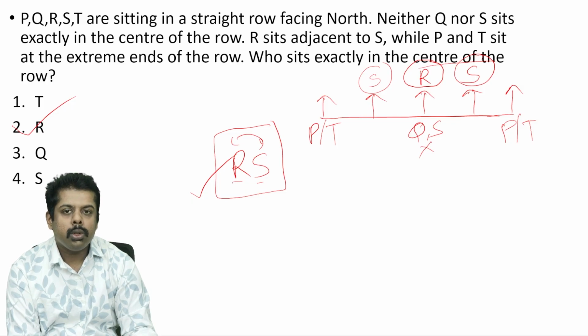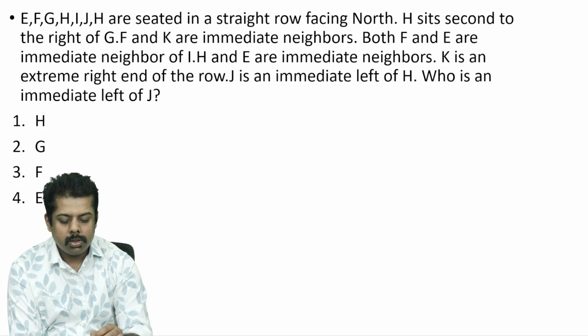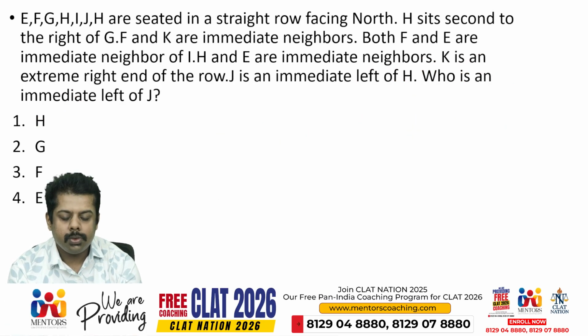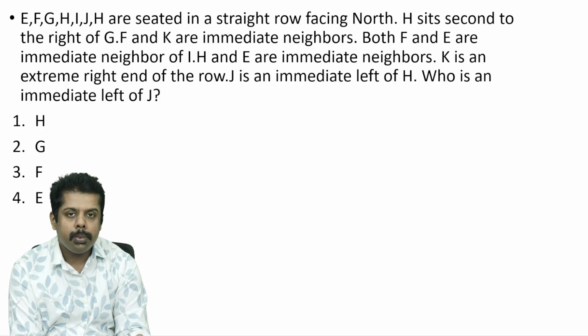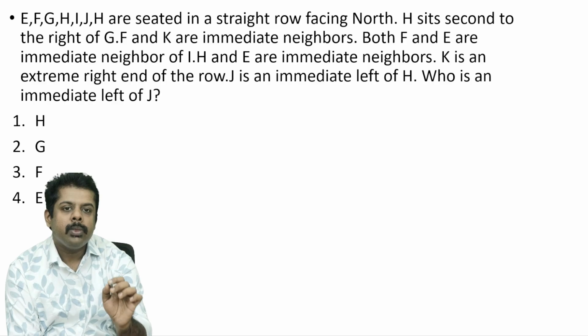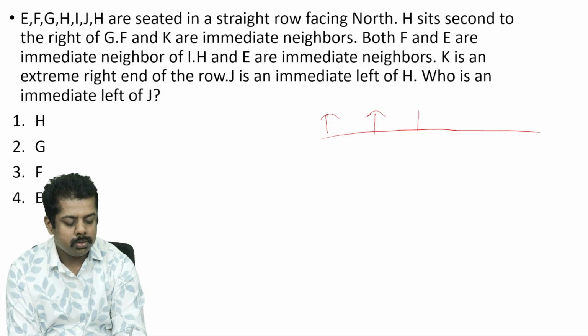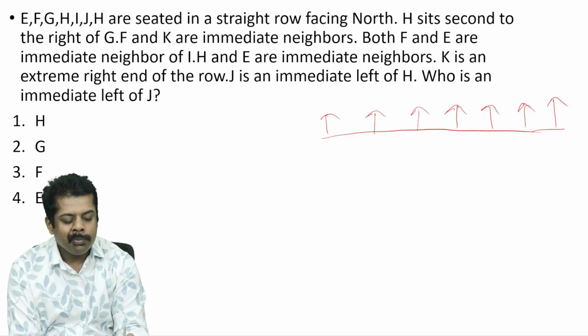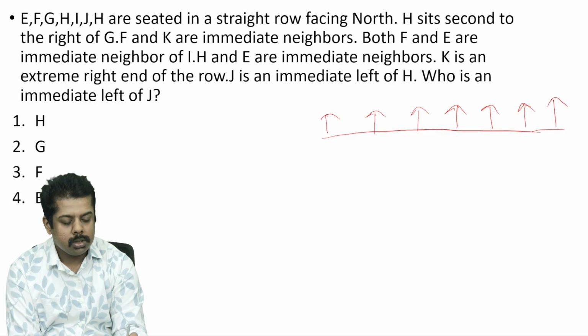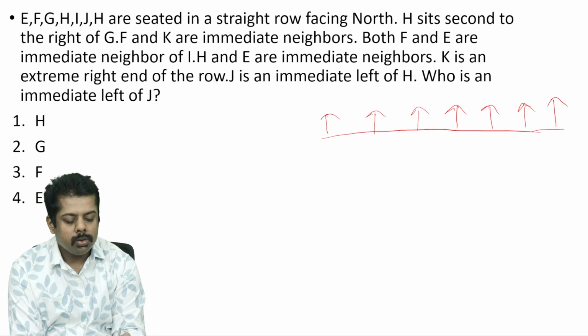Now moving on to the next set. Here we have a proper set. If we count it down, we have 7 people who are facing north. The first thing we did in the previous sets as well is draw a basic diagram. So 1, 2, 3, 4, 5, 6, and 7, a total of 7 people. We can note the points down first, one by one. So what was the first point?